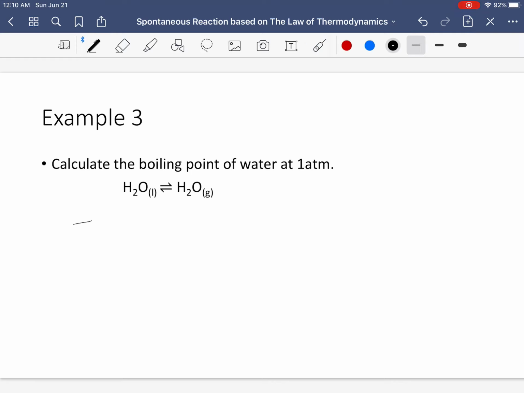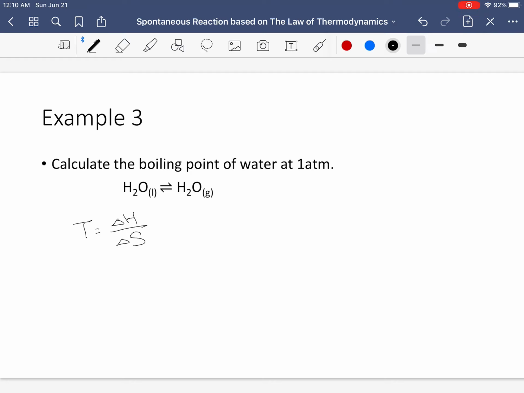Basically, T is equal to delta H over delta S. This T is obviously based on this reaction where you're trying to move forward with liquid turning into a gas for water. All right? So let's do this.